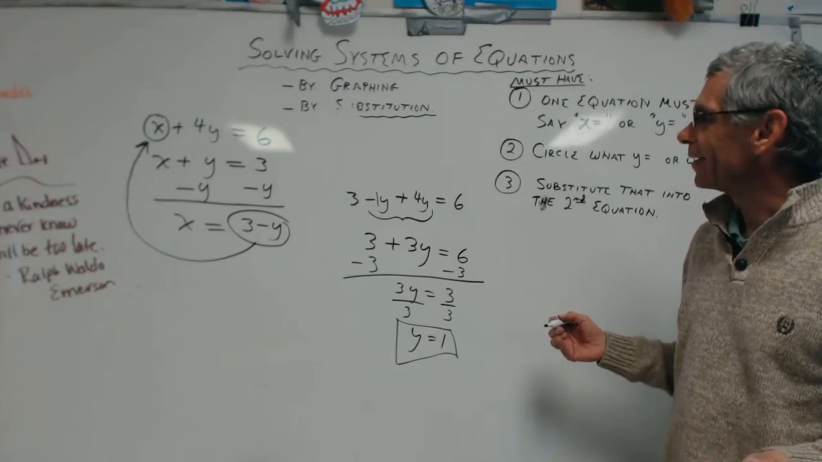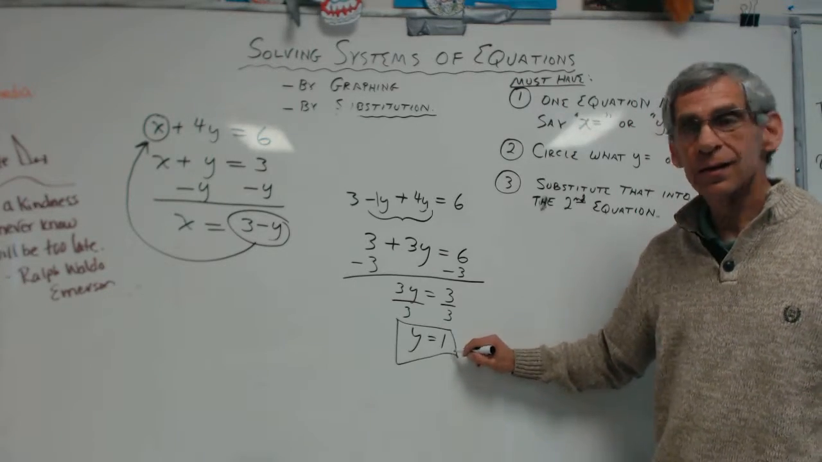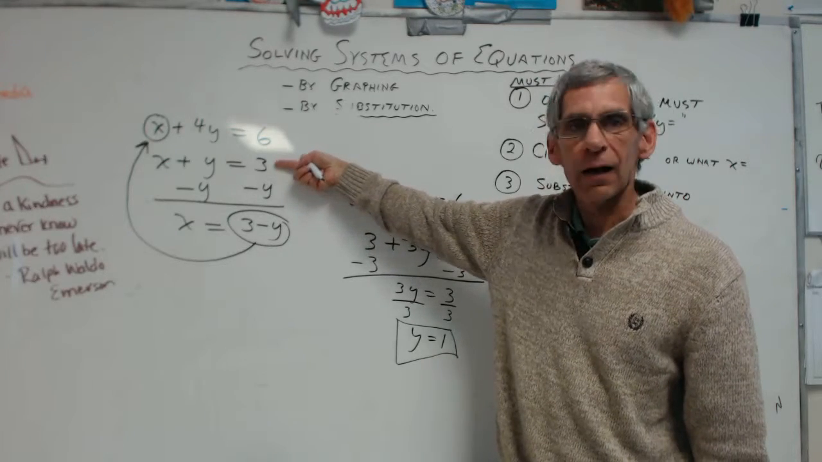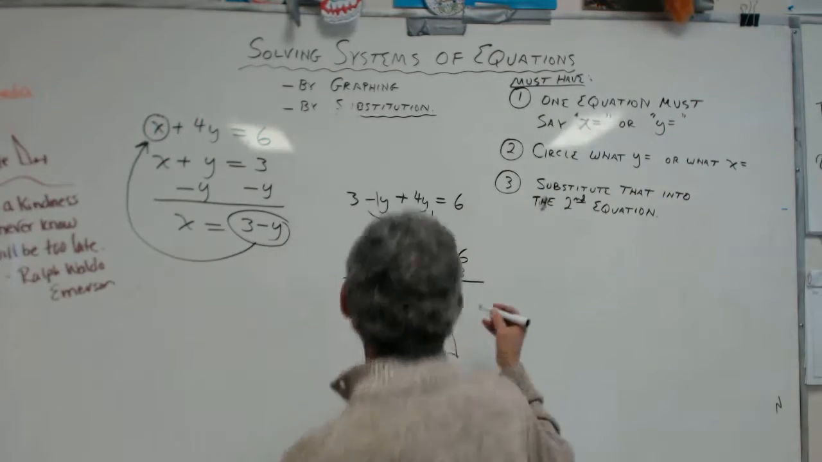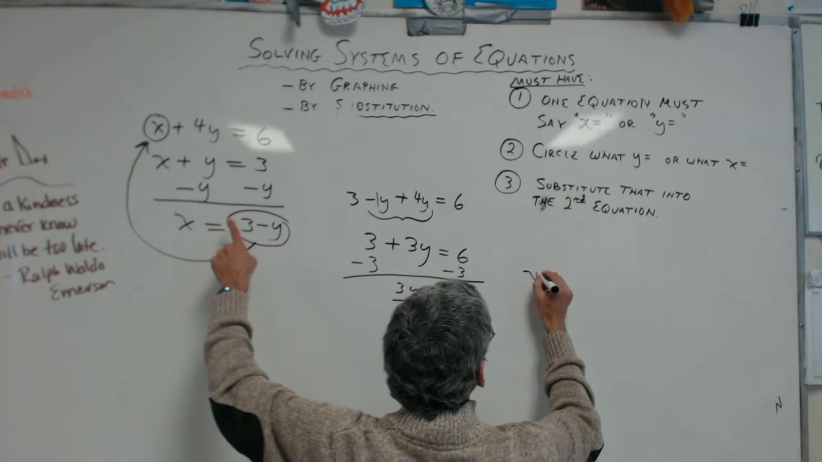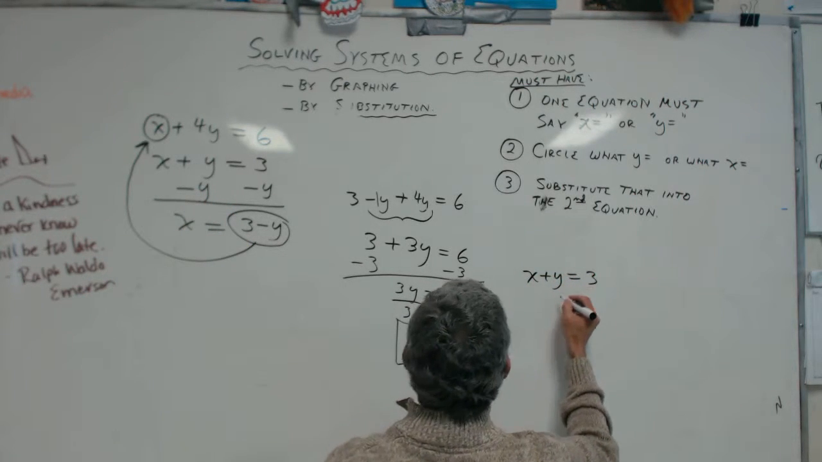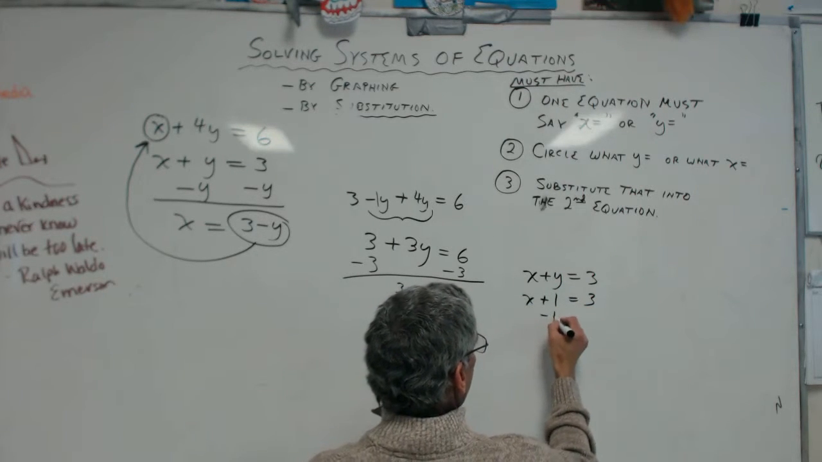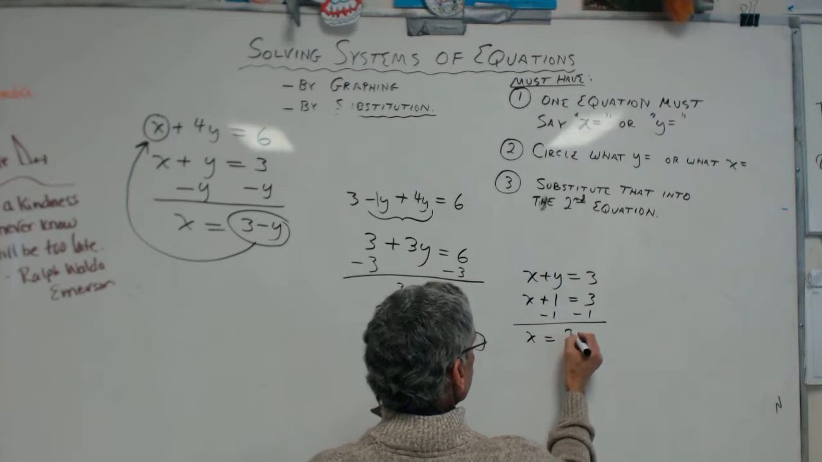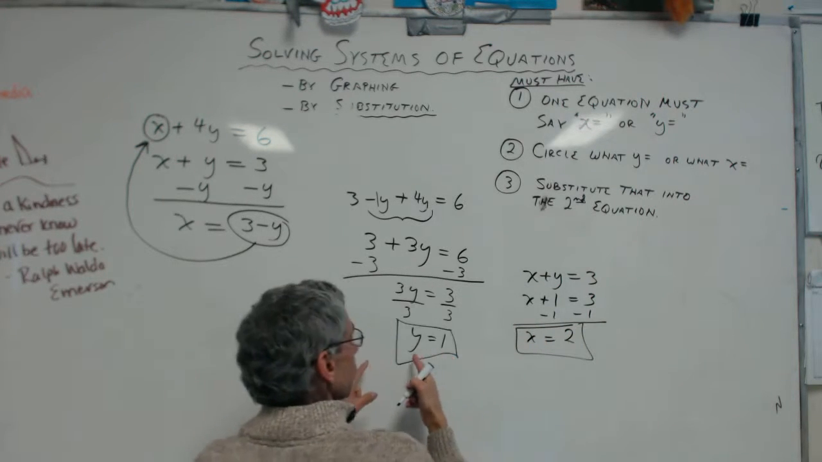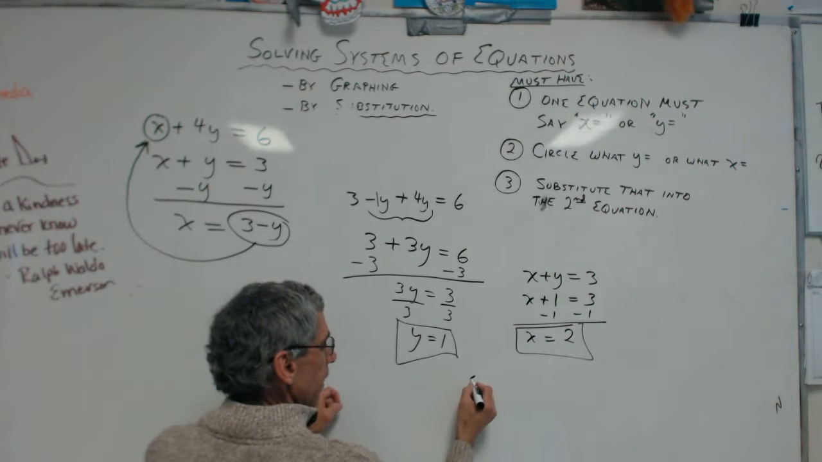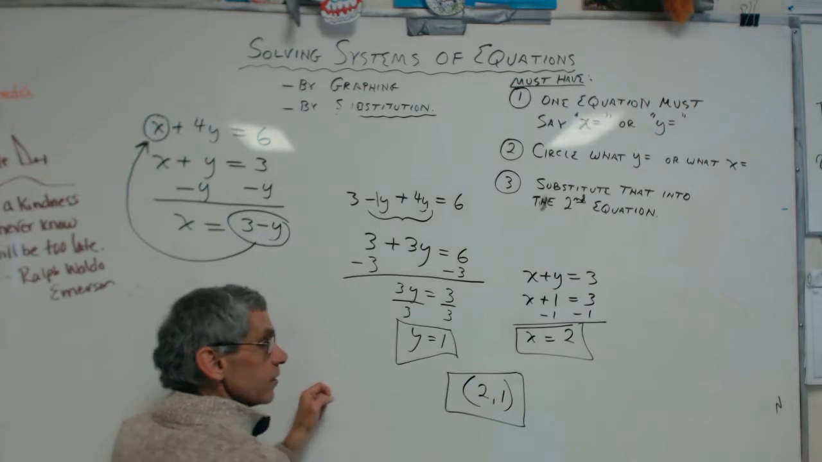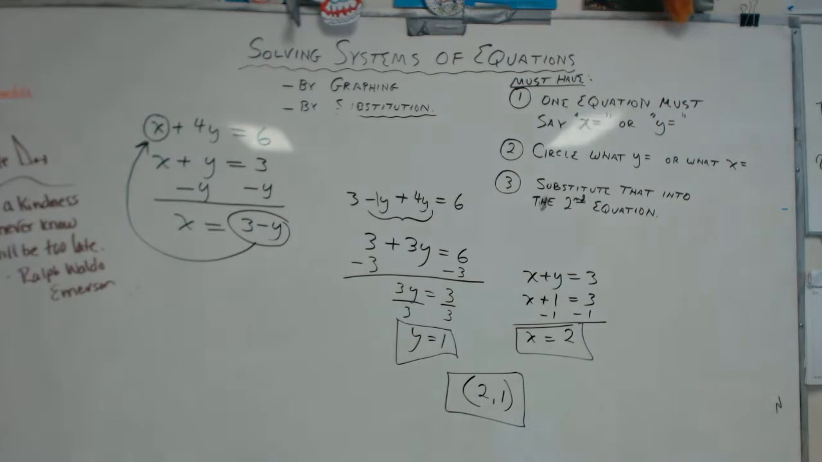How do I find my x? I take this y and plug it in. Which one would be easier? I think the second one, that would be easier, wouldn't it? So let's do that one. So we got x plus y equals 3, so x plus 1 equals 3. Subtract 1, x is equal to 2. So I could say those are my answers, or I could say 2 comma 1 and put that in a box, and that's my answer. Get it?